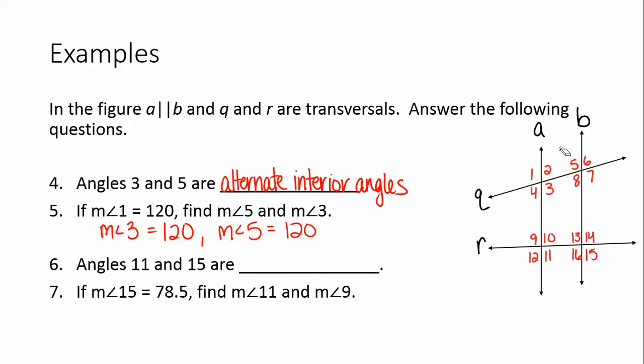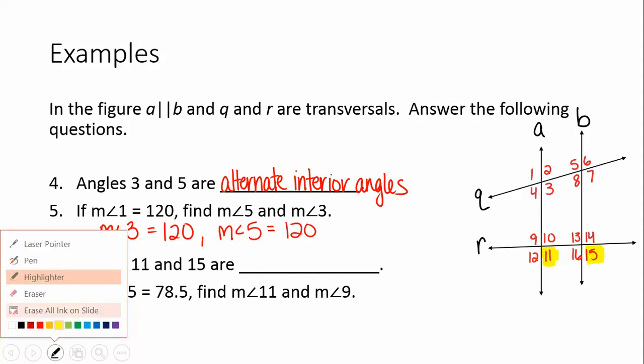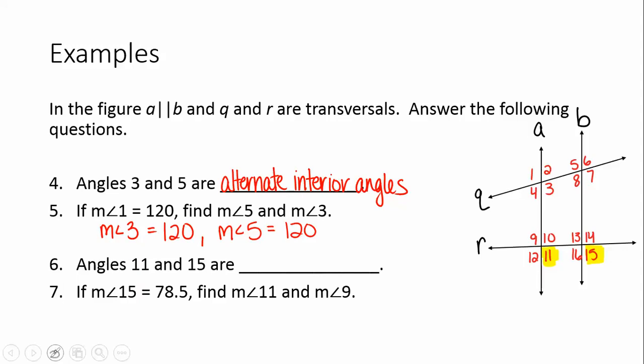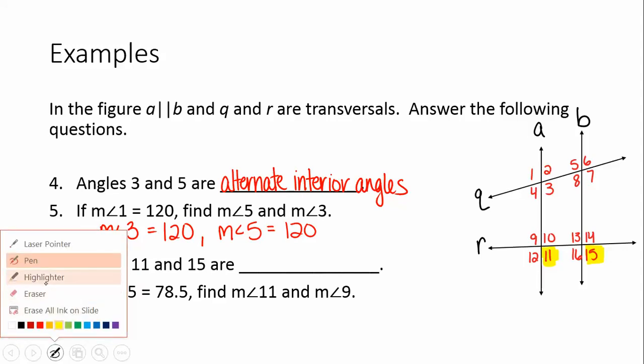For the next example, now we're talking about angles 11 and 15. So let's highlight those, 11 and 15. So what type of angles are these? They're not both inside the parallel lines. We actually have one inside and one outside. 11 is inside the parallel lines, 15 is outside the parallel lines. They're not on opposite sides of the transversal.